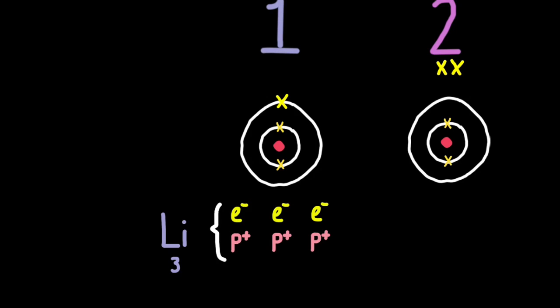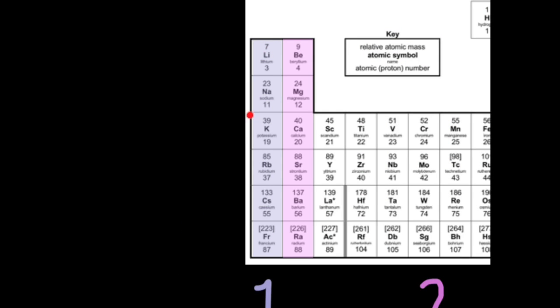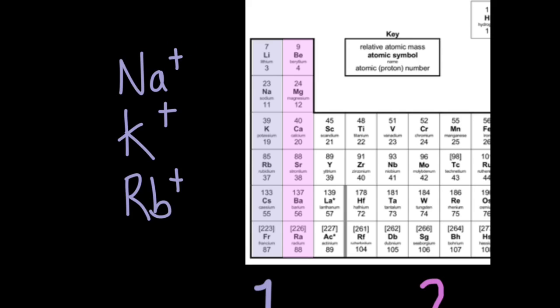Now we know that group 1 elements must lose an electron when they form ions. So by losing that electron, what happens is we now have 2 electrons in the shells, but 3 positively charged protons. So now we have 1 excess positive charge. So we write a lithium ion as Li+, because it has a single positive charge due to this single excess proton. All group 1 elements will form single positive charge ions. For example, Na+, sodium would form an Na+ ion, potassium a K+ ion, rubidium a Rb+ ion.